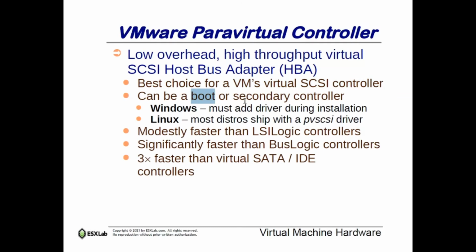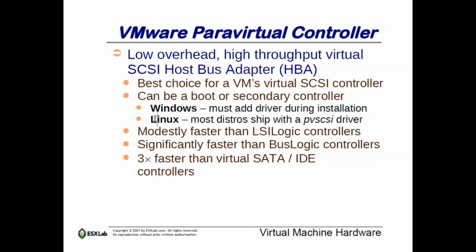It can be either a boot controller or a secondary controller for Windows or Linux or any other supported guest OS. If you're installing Windows, desktop or server doesn't matter, you have to add the Paravirtual SCSI driver during install time. So what will happen is Windows will basically just come up and say, hey, I can't find a driver for the storage controller, provide one. And in the next video, I'll show you how you can connect the VMware supplied PV-SCSI driver to your new virtual machine so that the installer can pull in the driver, add it to Windows, initialize the storage controller, and continue on with the install.